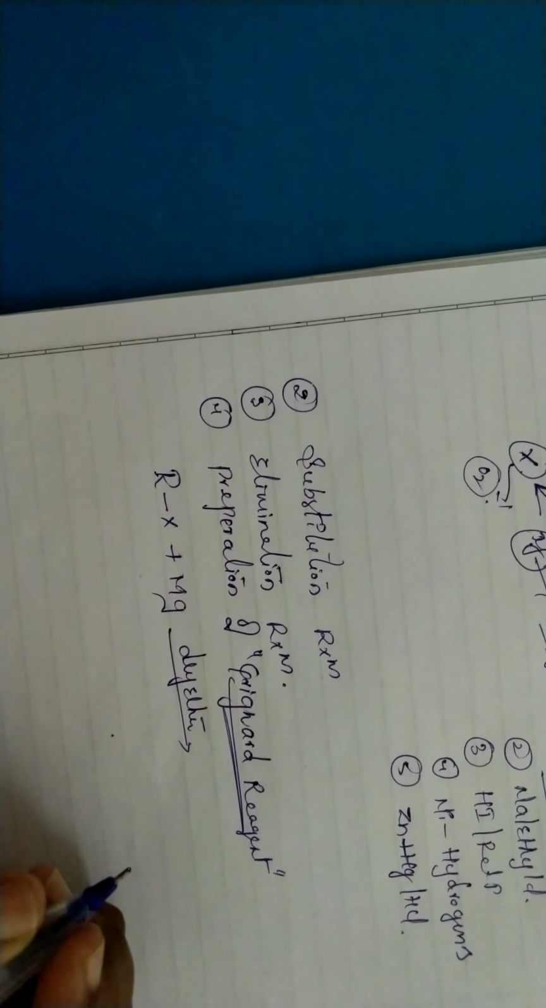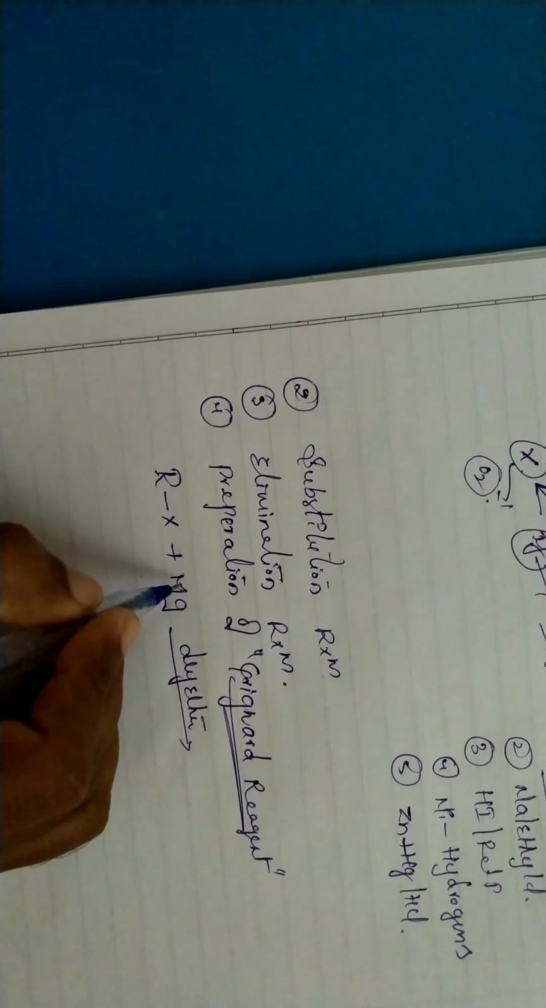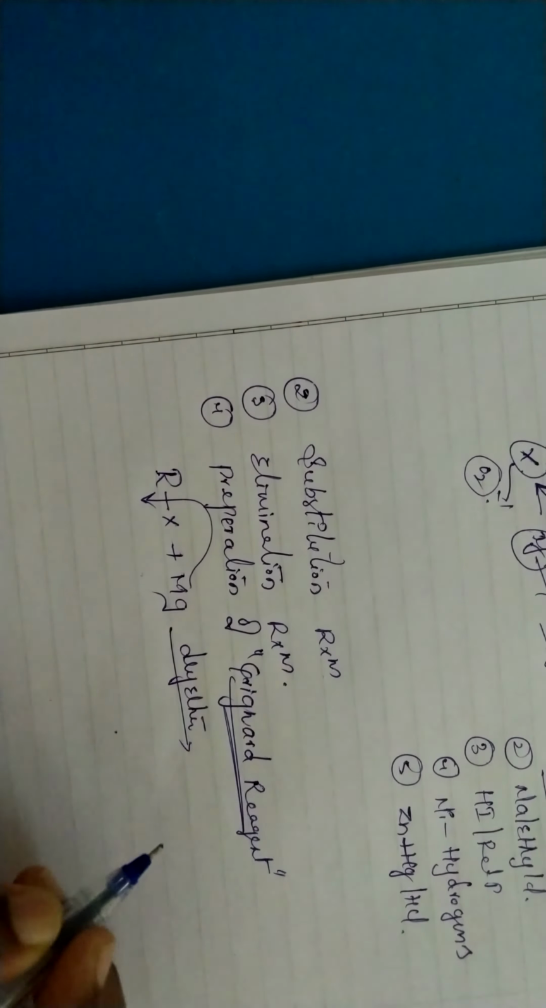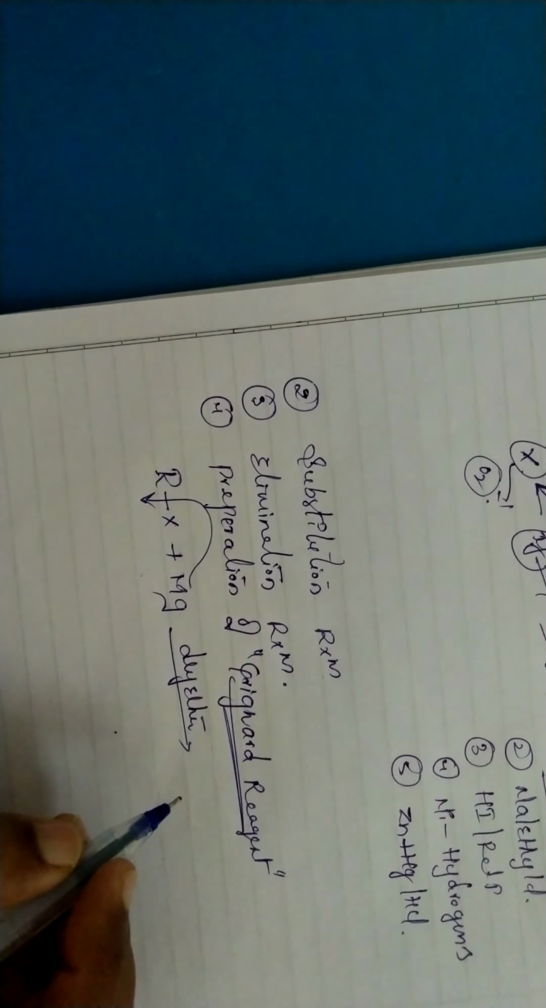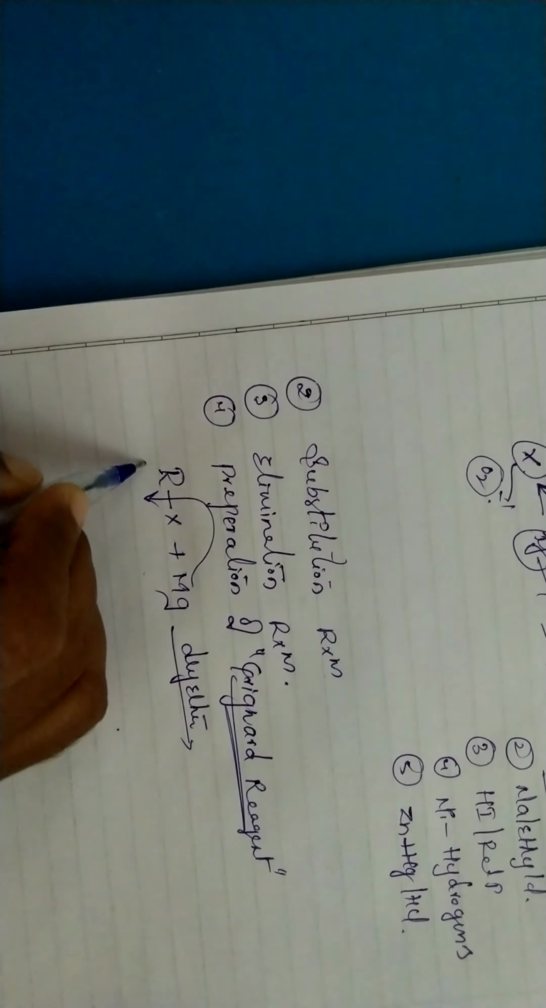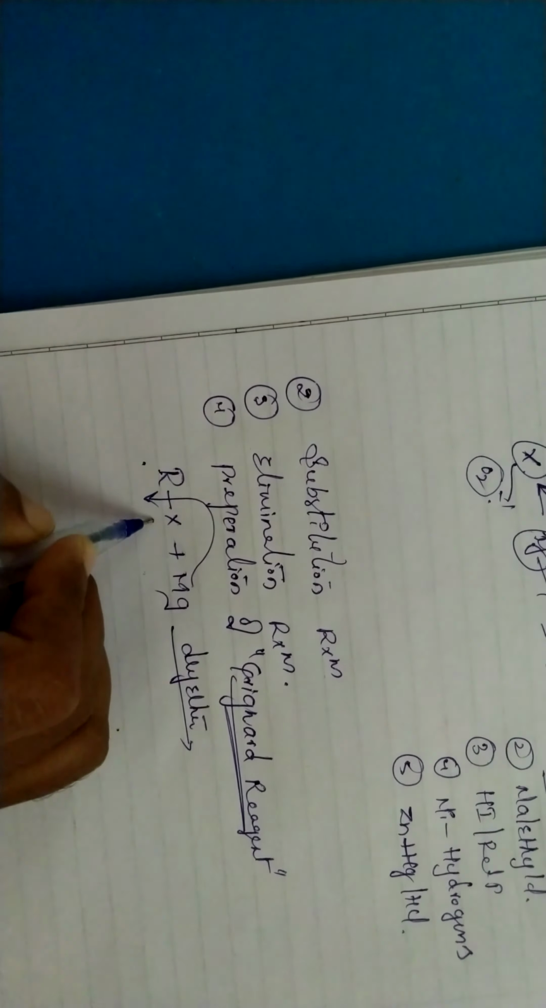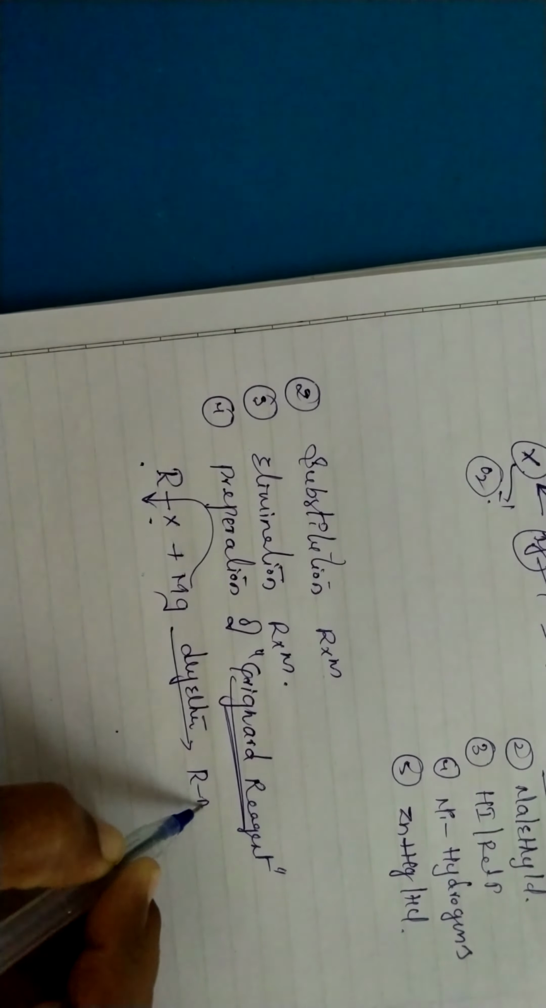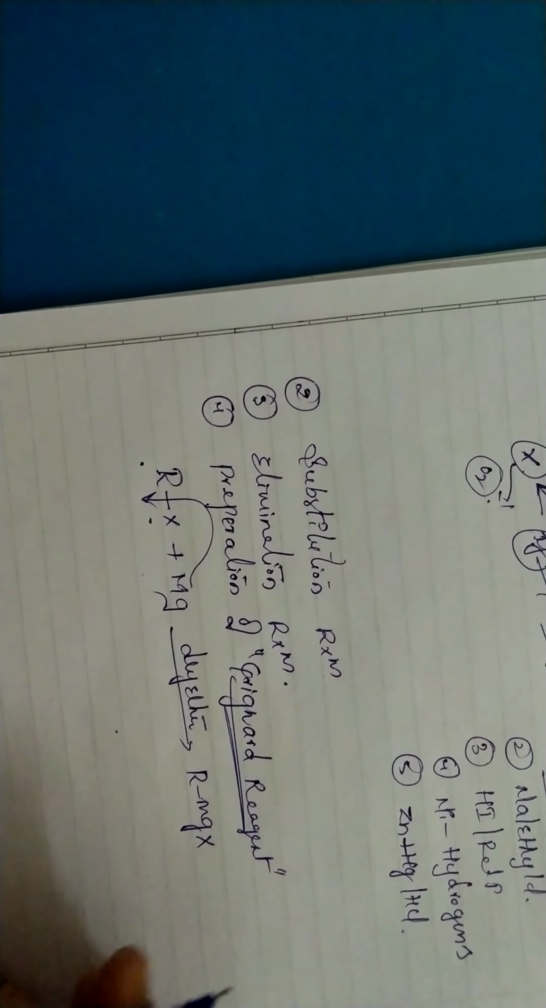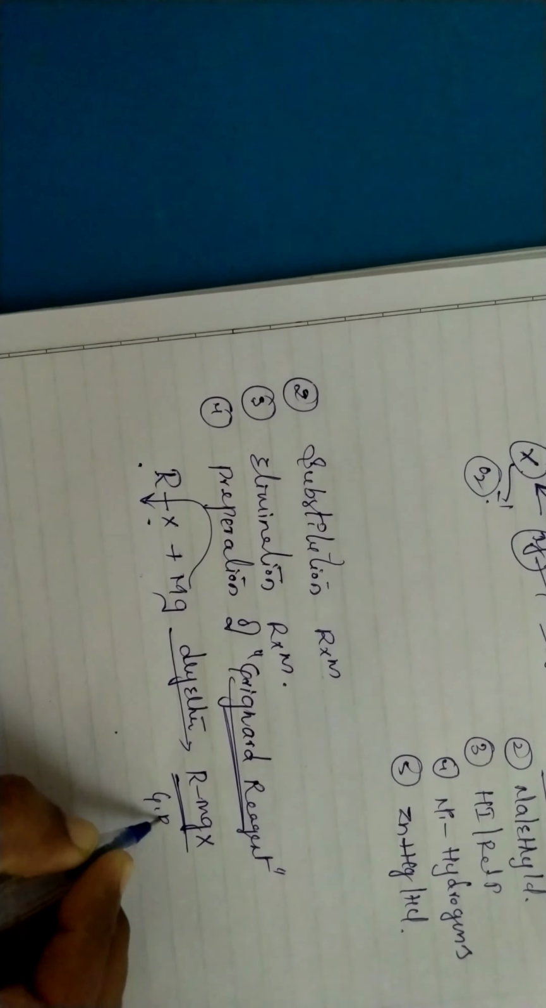So these are the conditions. What happens here is that the magnesium will insert between the R and X. This magnesium metal will insert between the organic compound, that is R, and the halogen. So what is the product here? RMgX. So this RMgX is called a Grignard reagent.